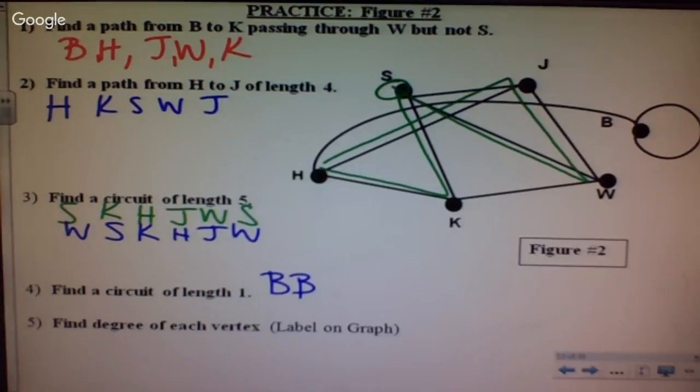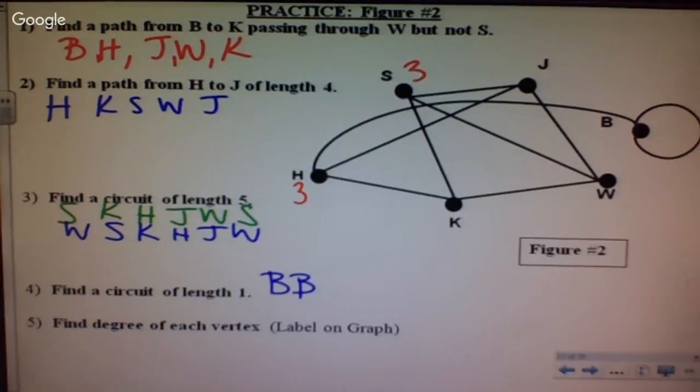The last thing they want us to do is find the degree of each vertex and label it on the graph. What is the degree of vertex H? 3. What about S at the top? 3. And J? 3. And B? 3. And W? 3. And K? 3. They're all odd. All of these are odd vertices.